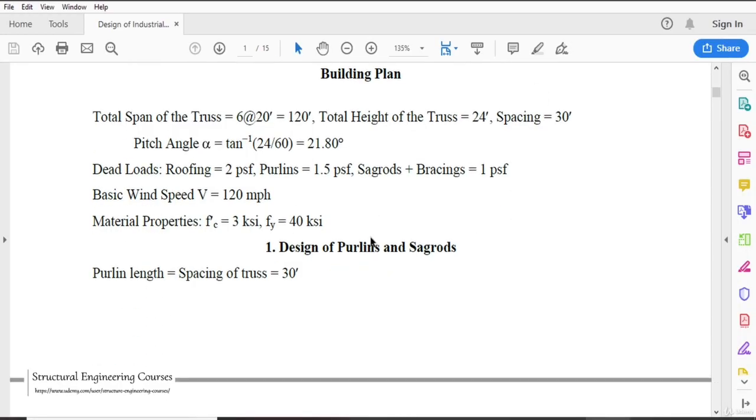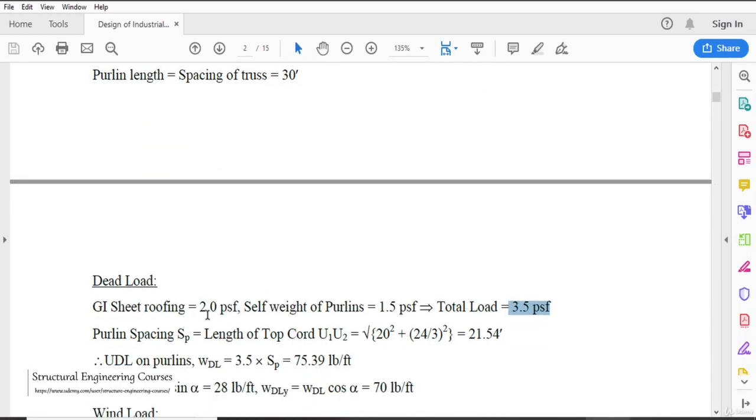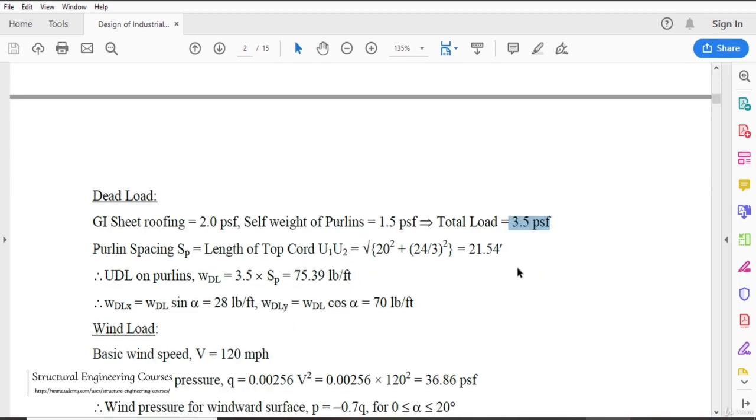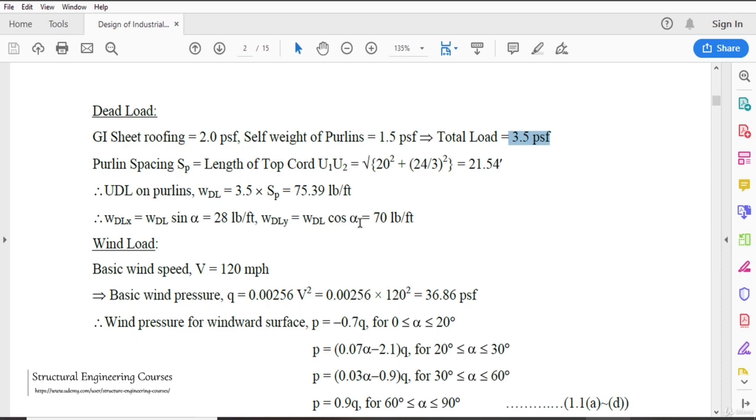So coming back to our calculation here, the GI sheet roofing can be considered as 2 PSF. Self weight of purlins can be considered 1.5 PSF. The total load comes out to be 3.5 PSF. Purlin spacing is in the range of 21.54 foot. So the UDL on purlins comes out to be approximately 3.5 into 21.5 foot, that is approximately 75.39 pound per foot. So WDLX is equal to WDL into sine alpha, that is 28 pound per foot, and WDLY is basically 70 pound per foot. So this sine alpha, cos alpha is nothing but the horizontal and vertical component of this particular force here.